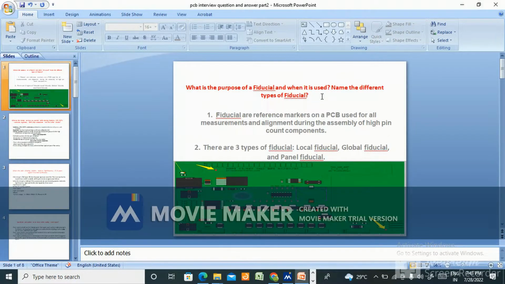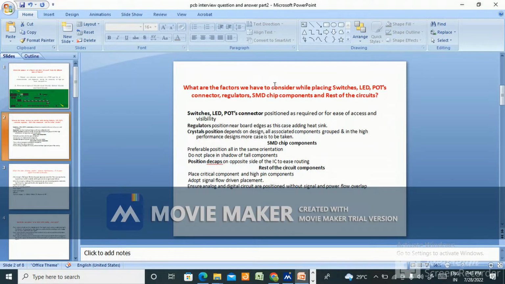Okay, now the next question is, what are the factors we have to consider while placing switches, LEDs, potentiometer, connector, regulators, SMD chip component and the rest of the circuit. So some points should be there for placement. So switches, LEDs and ports and connectors are positioned as required for ease of access and visibility. Then regulators are positioned near the board edge, as this eases adding a heat sink. So the regulator should be placed near the board edge because it will dissipate heat.